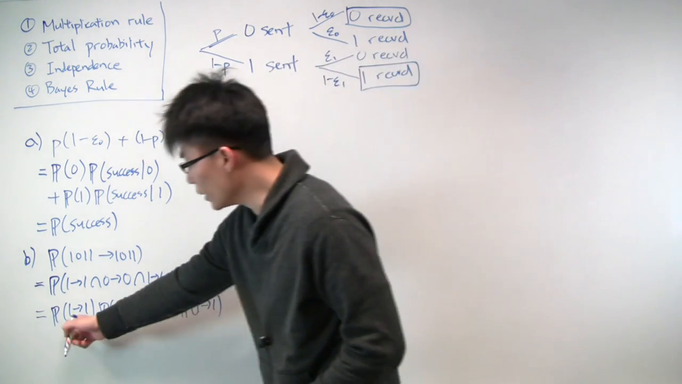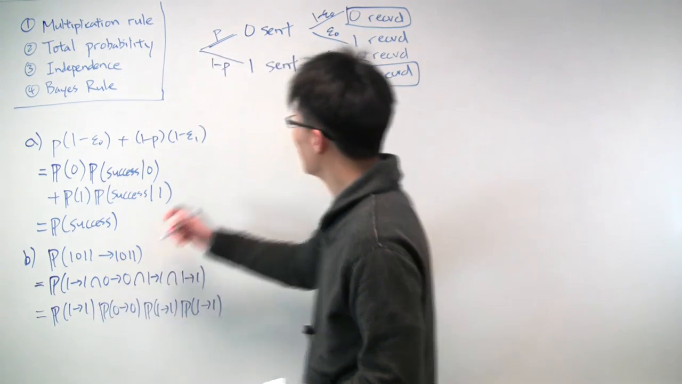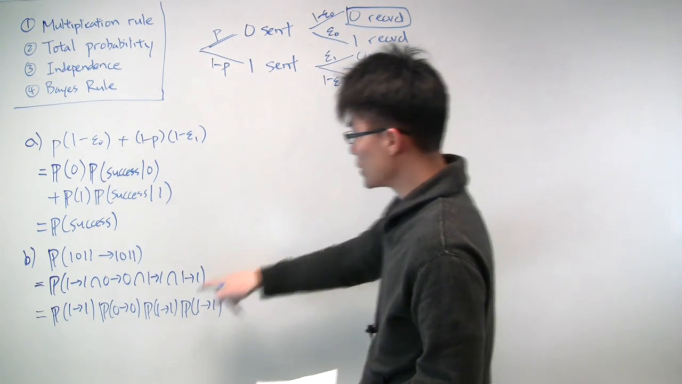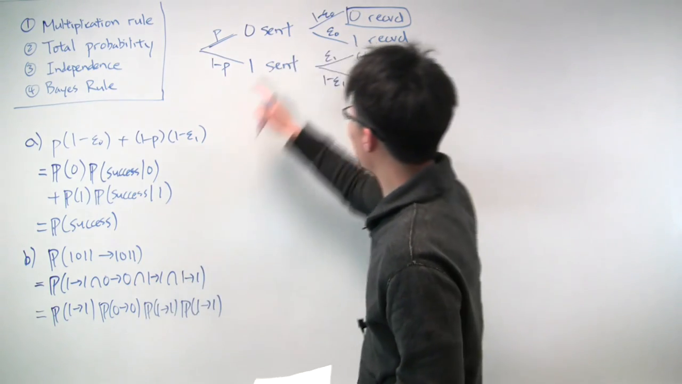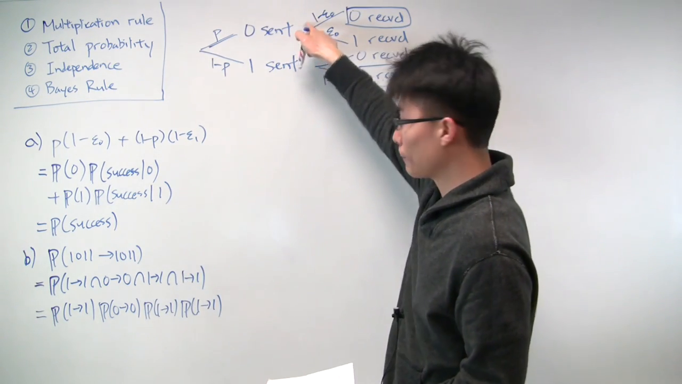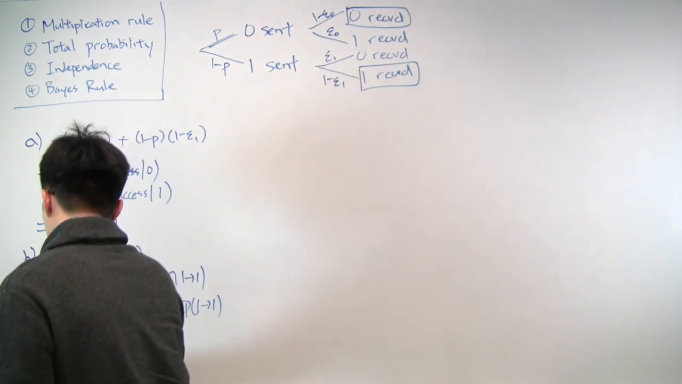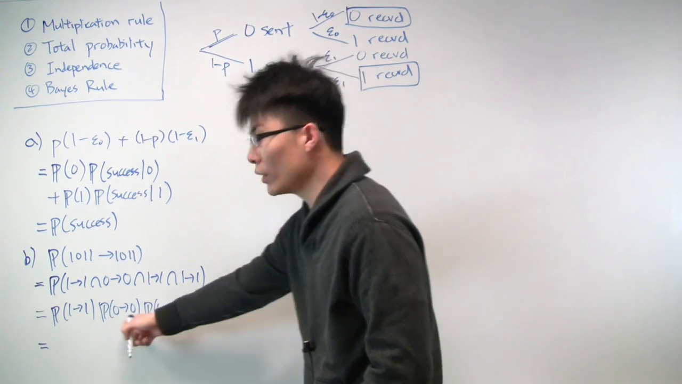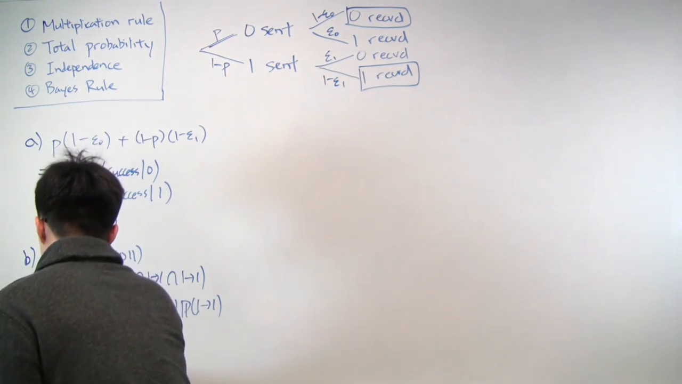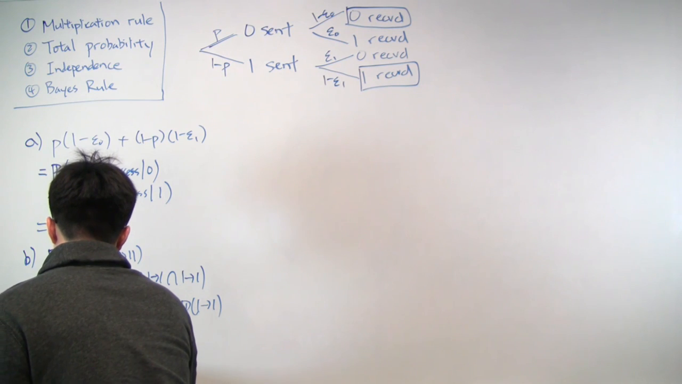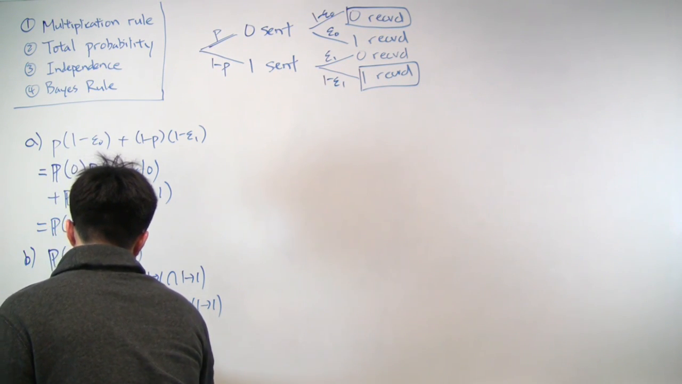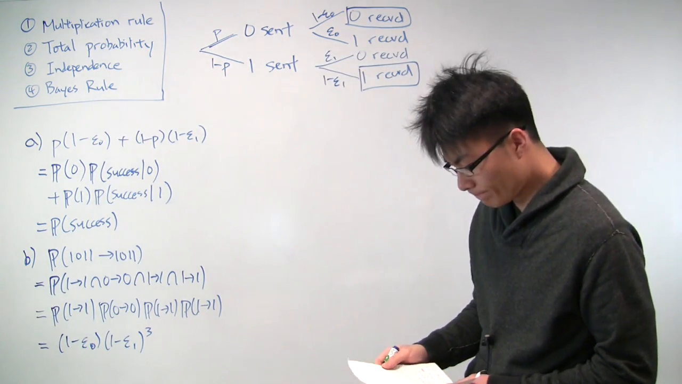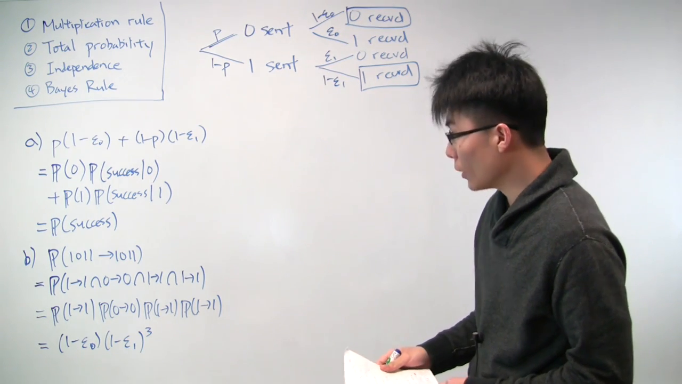Okay. And that simplifies things because we know what each one of these are. The probability of 1 being successfully transmitted into a 1, we know that's just 1 minus epsilon 1. And similarly, the probability of 0 being transmitted into a 0 is 1 minus epsilon naught. Okay, so our final answer then is just, well, we have 3 of these and 1 of these. So the answer is going to be 1 minus epsilon naught times 1 minus epsilon 1 to the 3rd power.